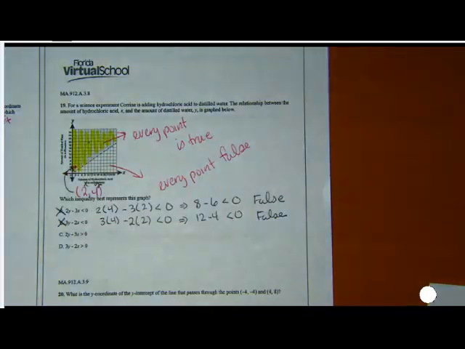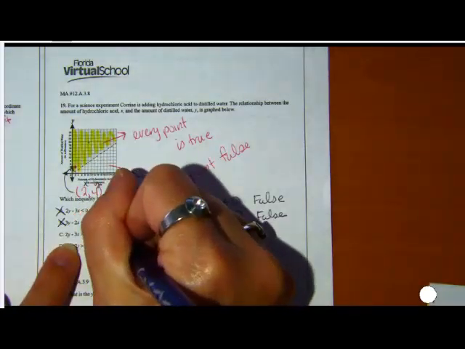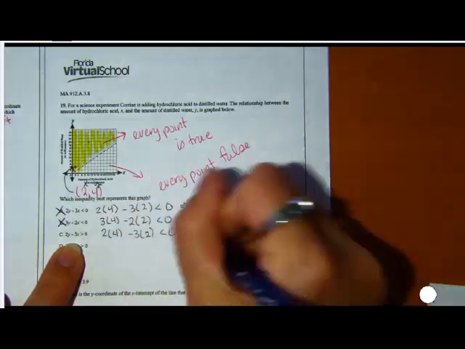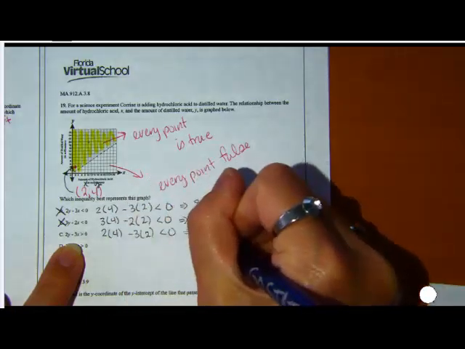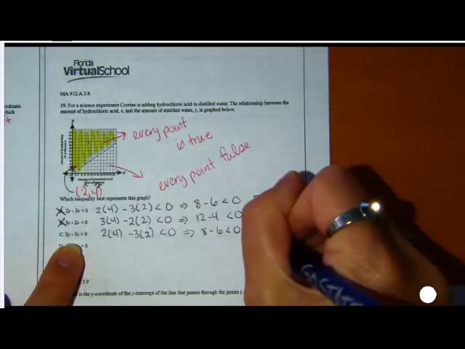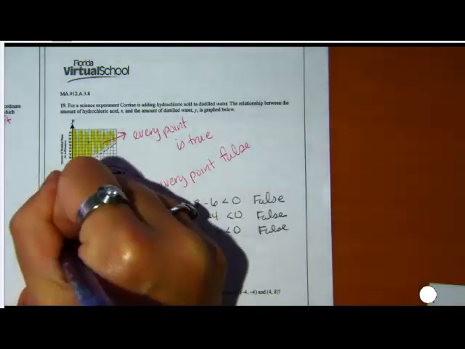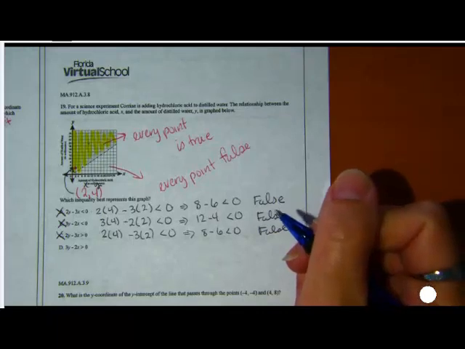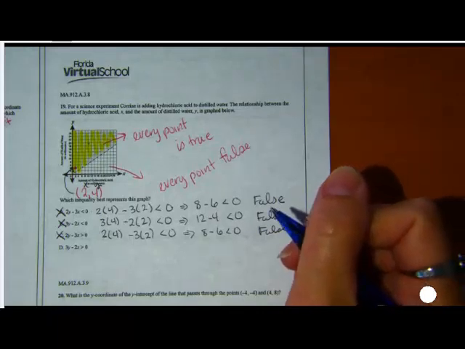So far, is that making a little bit more sense? Okay. 2 times y minus 3 times x is less than 0. 8 minus 6 less than 0. False. Well, at this point, I've eliminated everything, so I know it has to be D, but I'm going to go ahead and work it so that you can see what it should look like.